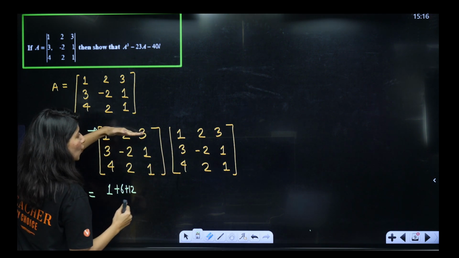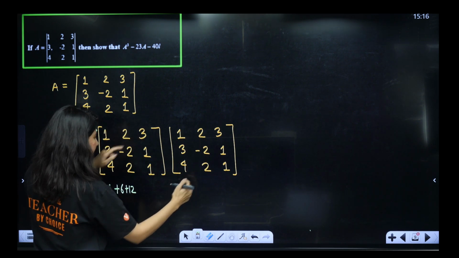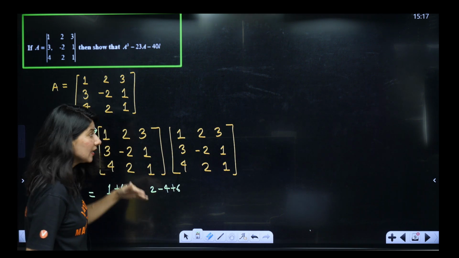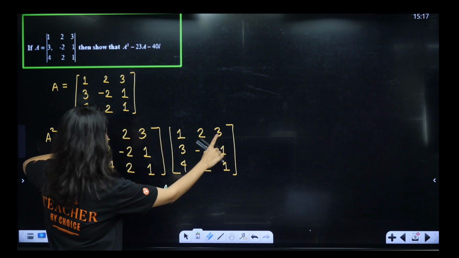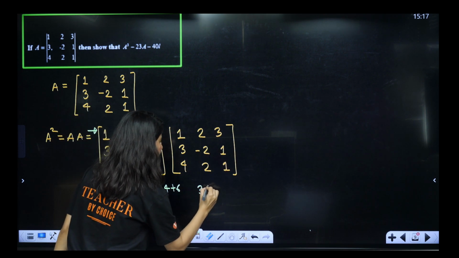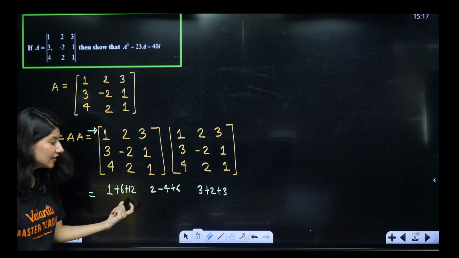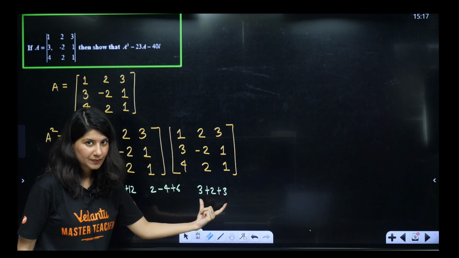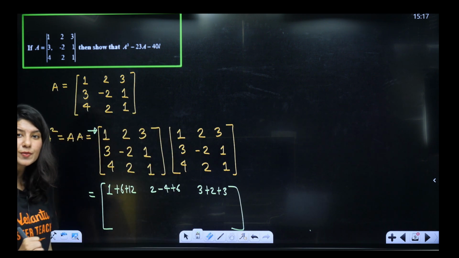Now, row 1 and column 2. So, it will be 2 minus 4 plus 6. Okay, this is your second element. Now, row number 1 and column number 3. So, this is going to be 3 plus 2 plus 3. Okay, so this first element is going to be 19, this is going to be 4 and this is going to be 8. Cool? Alright. Yes, this is how you are going to multiply matrices.